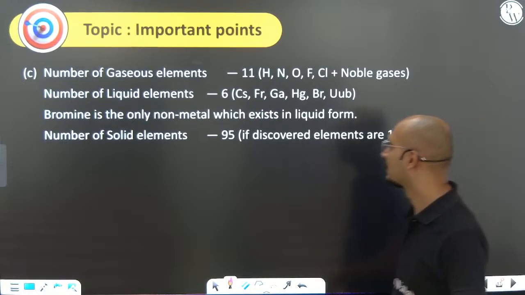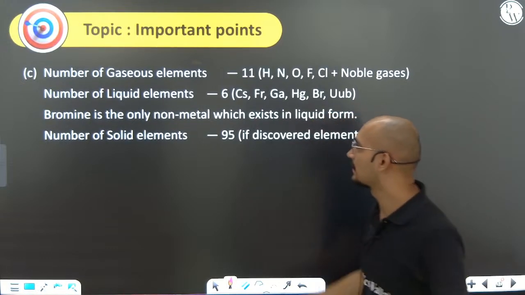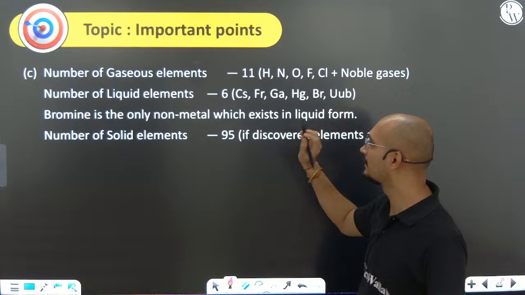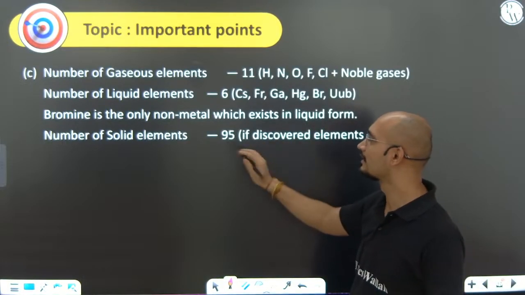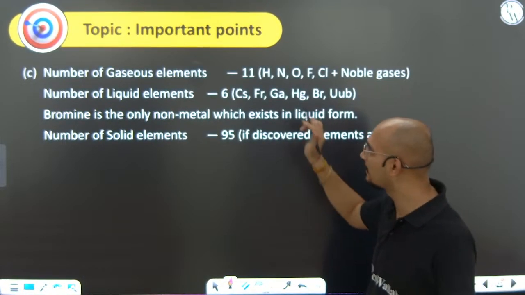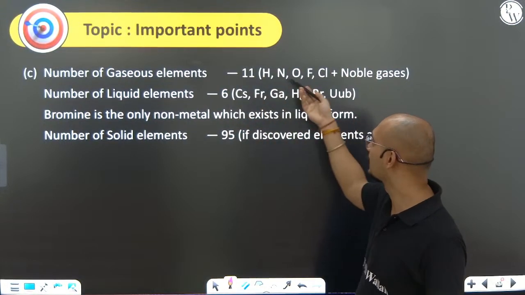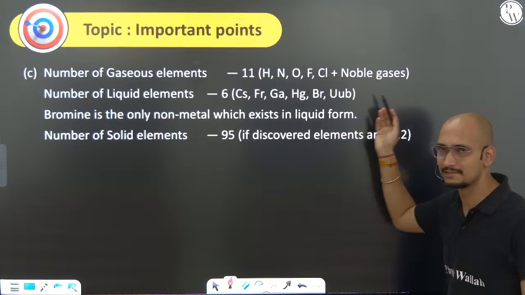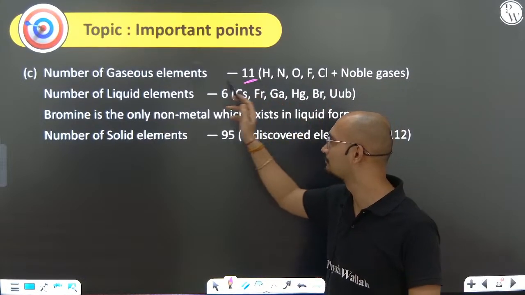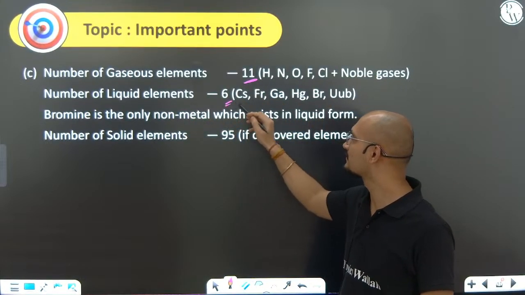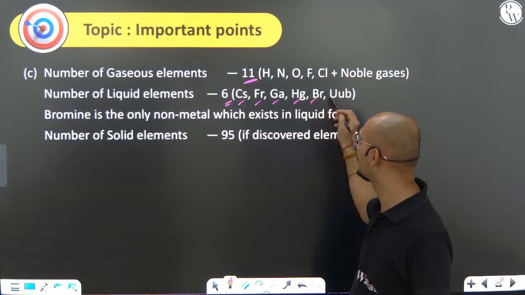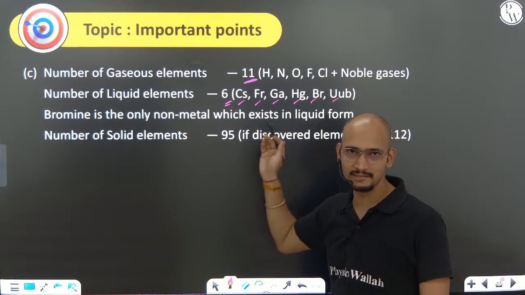Very good. Next, among the important topics, the second part is the number of gaseous elements, liquid elements, and solid elements. You have to keep in mind how many gaseous elements there are. Hydrogen, nitrogen, oxygen, fluorine, chlorine, and the noble gases. How many are there? 11. While in liquid, how many? 6: cesium, francium, gallium, mercury, Br, and UUB. So these things you have to remember.